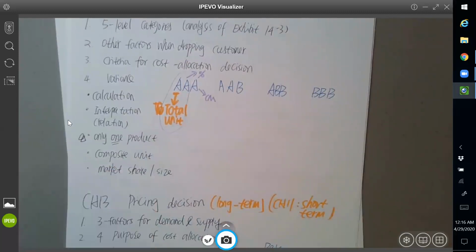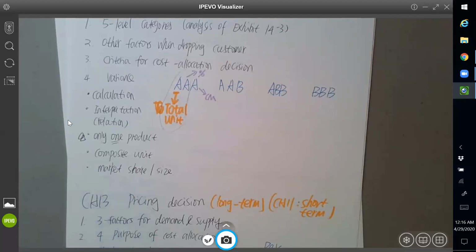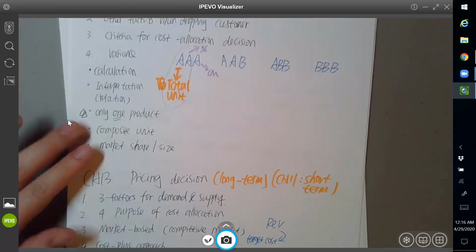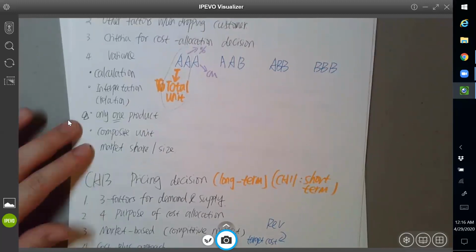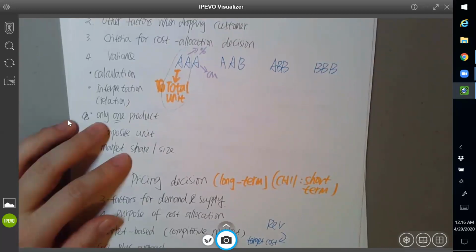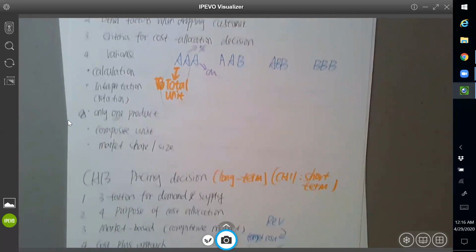Composite unit, that's the new thing. Make sure you know that. Market share, market size, that's the new thing. You want to know that. The other ones, static budget variance and then flexible budget, you already learned in chapter 311, right? I will test you. If I test you, I'll definitely test you on the new things: sales mix variance, only one product, composite unit, market share, market size, those things.